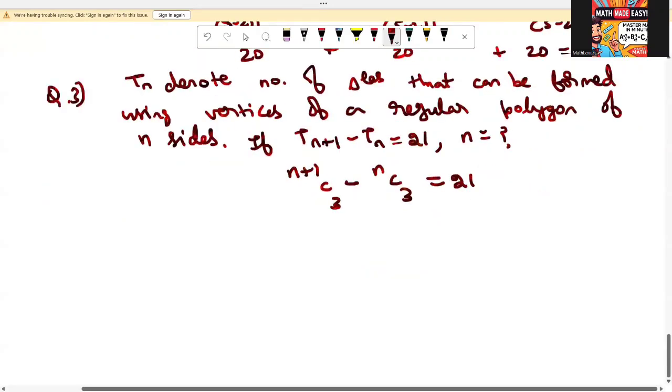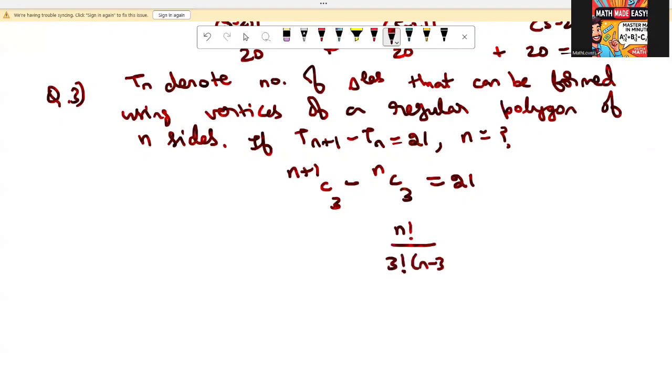So we know the nCr formula. Using that, this will be n factorial by 3 factorial into n minus 3 factorial. This will be n plus 1 factorial by 3 factorial into n plus 1 minus 3, that will give us n minus 2 factorial. This is equal to 21.